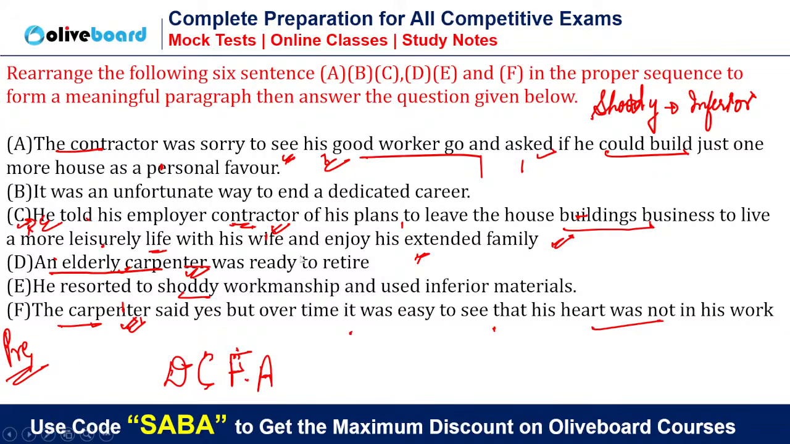Sorry, AF. Yes, FA I wrote by mistake. AF will come, na? The question is in A and the answer is in F. Yes, AF will come. I said the same, I wrote it by mistake. Okay. AF will come, yes. So he resorted to means he used very inferior quality, means his heart was not in the work. So he did not do his job efficiently and used inferior materials. So E will come. It was an unfortunate way to end a dedicated career.